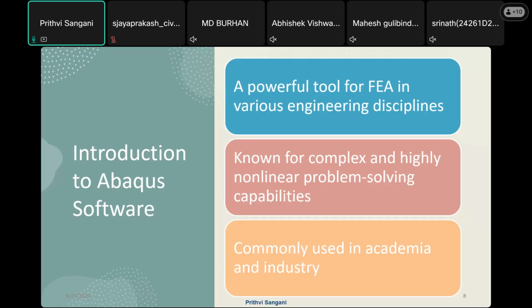Even here, when I say simulation, that means you have a physical phenomenon happening, and you want to see how it is going to happen in your laptop or your computational tool, whatever you're using. So this is definitely a powerful tool for FE analysis. Apart from this, we also have ANSYS. ANSYS is also another software like ABAQUS, and it is known for complex and highly non-linear problems.